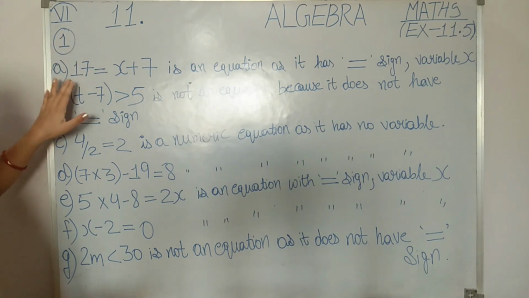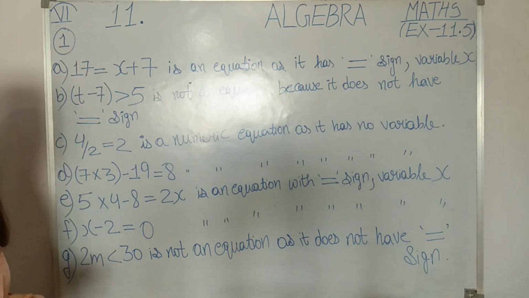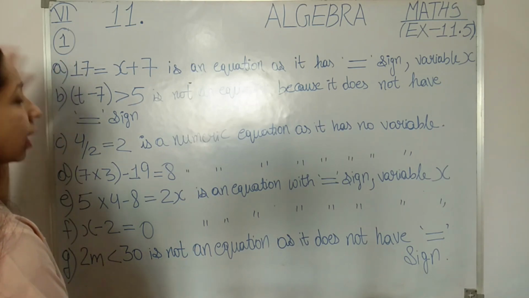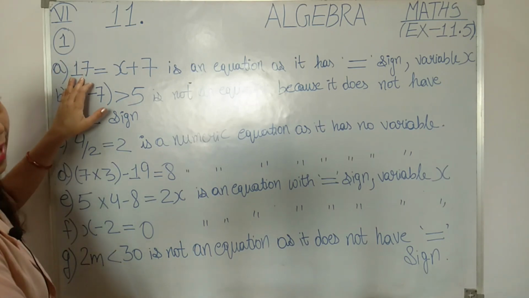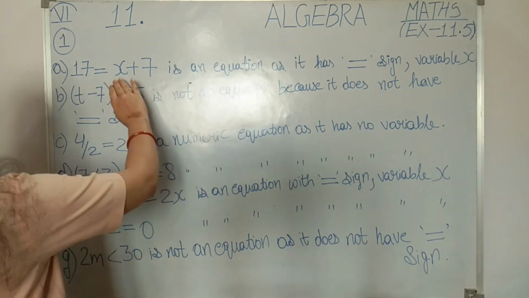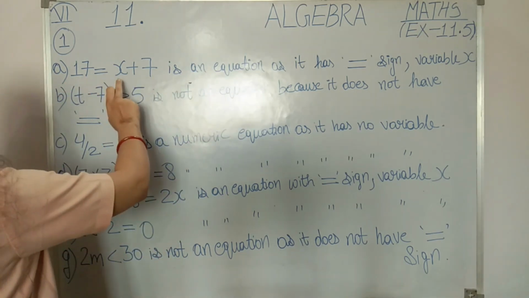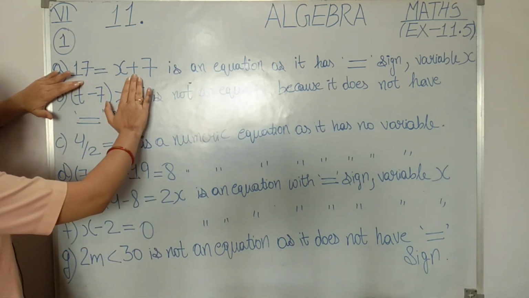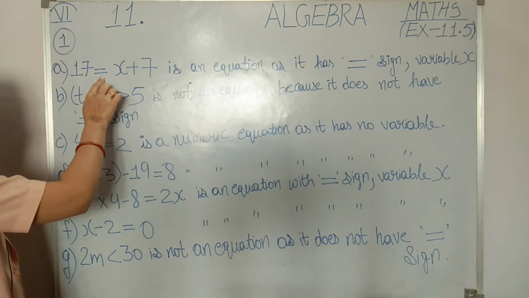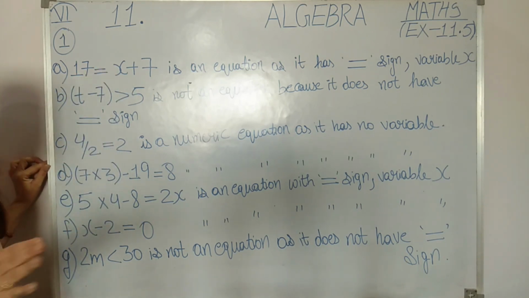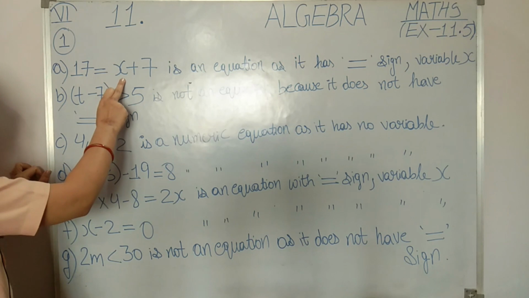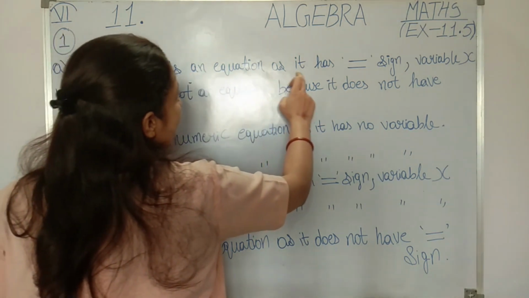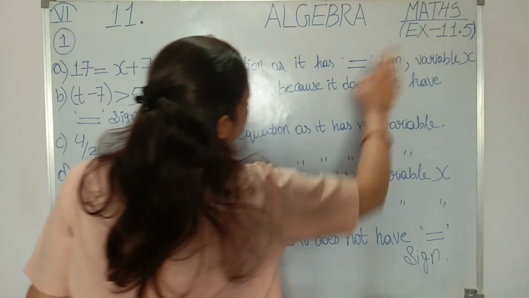Question number 1, first point: 17 equals x plus 7. You can see students, two sides are there. This is on the left side, so it will be called LHS, left hand side, and this value is written on the right hand side of the equal to sign, so this will be called right hand side or RHS. So LHS is equal to RHS, isn't it? Equal to sign is there, so this is a statement of equality. It will be known as an equation, and here the variable is x. So what I have written, see, is an equation as it has equal to sign and variable x.